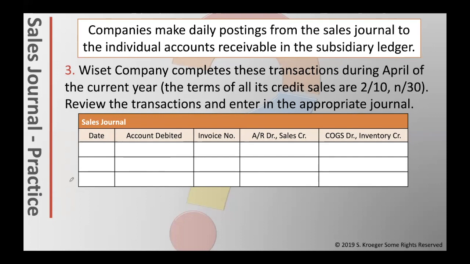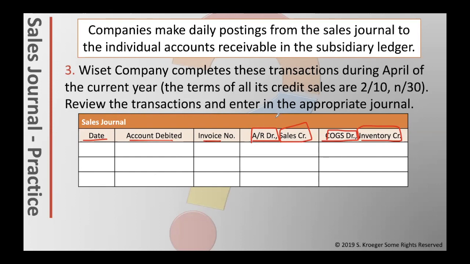Instead of putting all the accounts out along the side and then the amounts, all the accounts are listed across the top. We still have the date as our first column, account debited, invoice number, accounts receivable debit, and then sales credit all in one box, and then cost of goods sold debit and inventory credit all in one box. The sales would go here instead of listing the sale as accounts receivable and then sales separately on the left-hand side. They're across the top now. This makes it a lot easier to journalize.